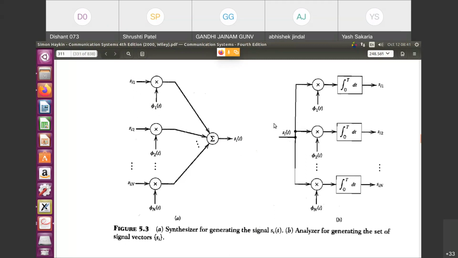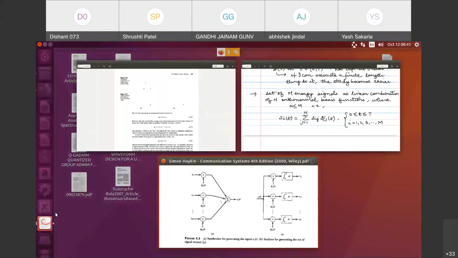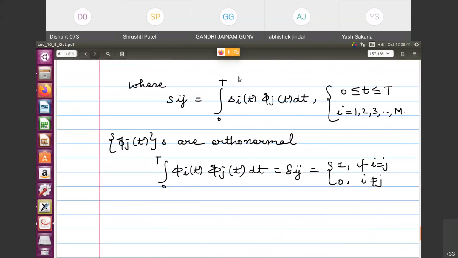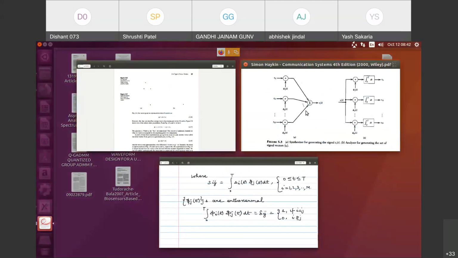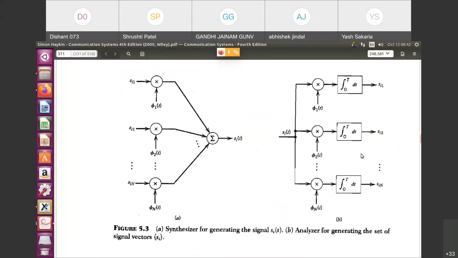Then you have this analyzer. Now, what the analyzer will do is try to find out these coefficients. The equation which you would use for it, I think they have already written out. So you have to first multiply and then you need an integrating circuit. You may do this through some capacitor, or I think an op-amp also does it. So this will have finite circuitry for doing it.